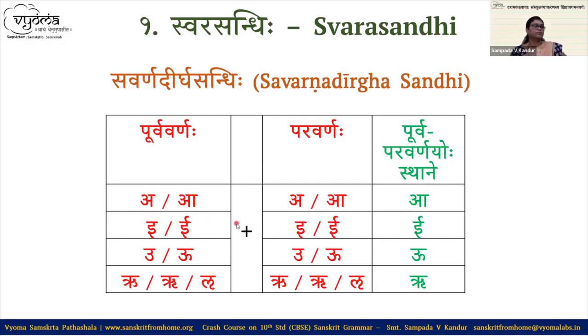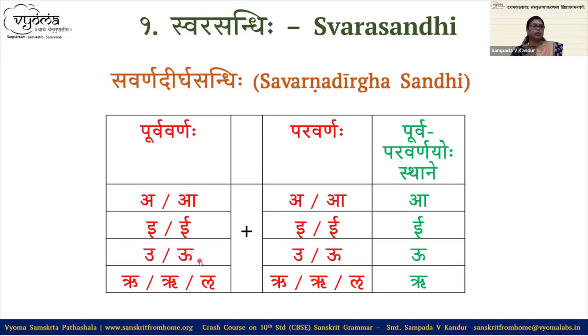Second rule. Who will tell? Parth will tell? Yes, Parth. I plus I equals Ii, I plus Ii equals Ii, Ii plus I equals Ii, Ii plus Ii equals Ii. Very good.